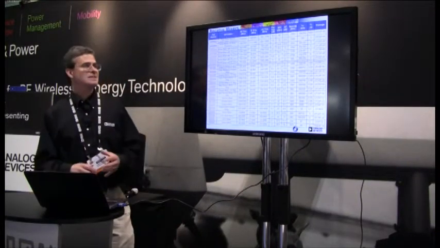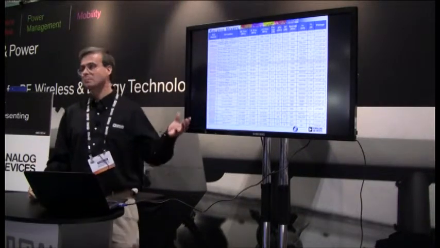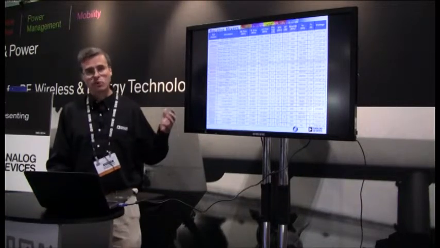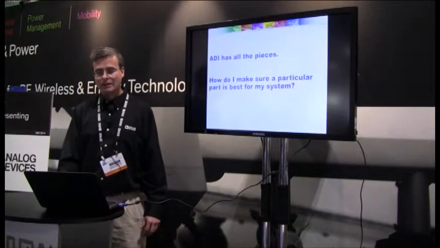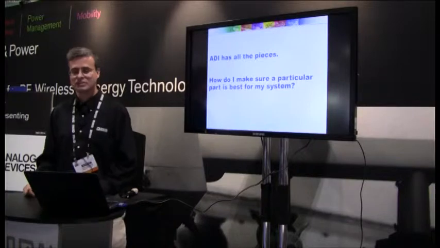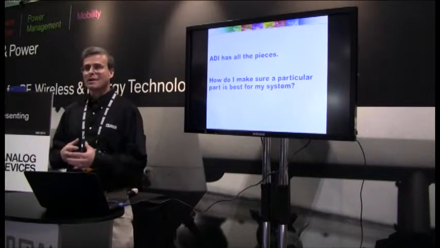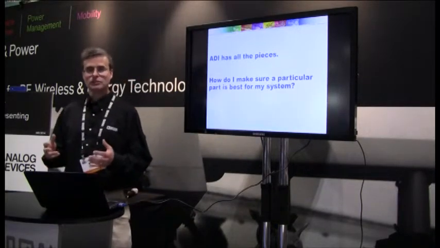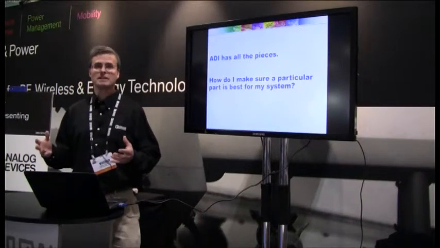Along with that, this just gives you an idea of a smattering of some of the mixers that we have. This is our portfolio of some of our mixers that we have currently. As you can see, we have a broad range of mixers, and we have an equally broad range of all the other components in the RF signal chain. So ADI has all of the pieces, but the question you have to ask yourself is, how do I make sure that I have the best part for my system? And that's a question that you have to have.